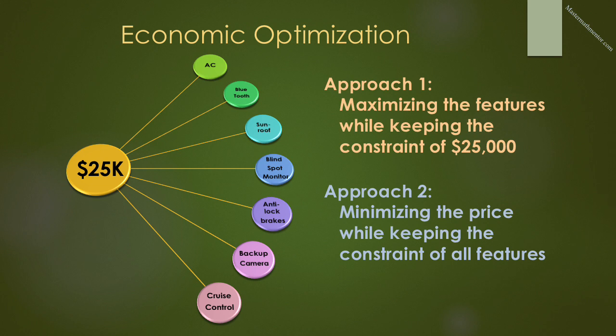So purchasing your graduation car is an optimization problem. Either you maximize the features on the car or minimize the price. Sadly, you can't have both: a lot of features and a cheap price. That's what this video deals with: economic optimization.